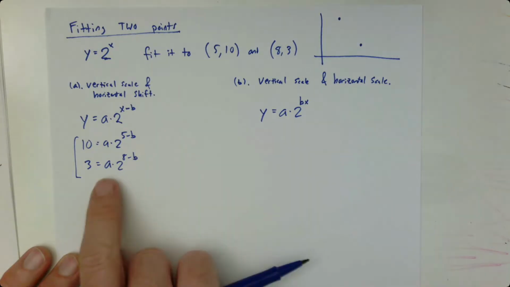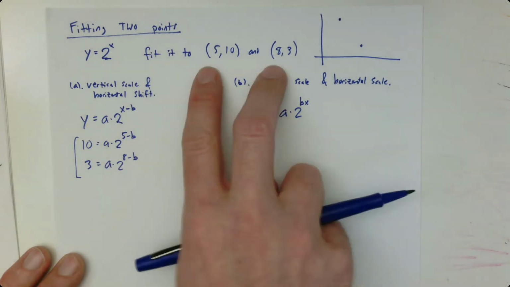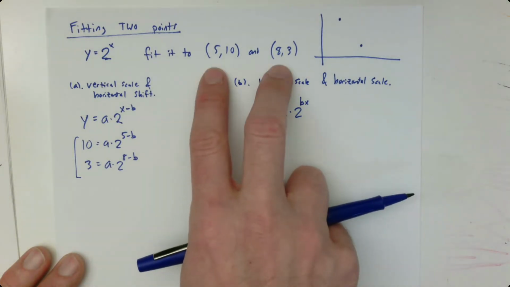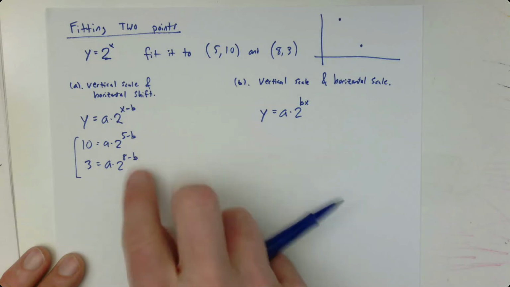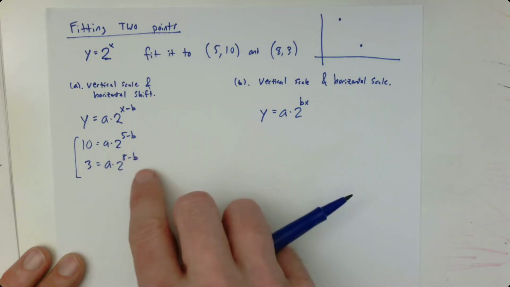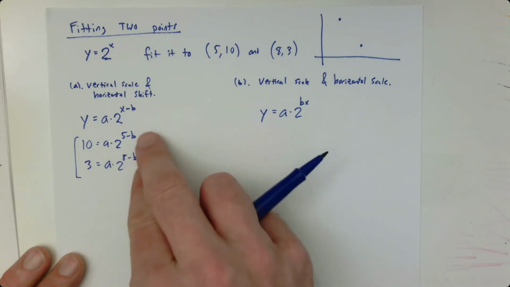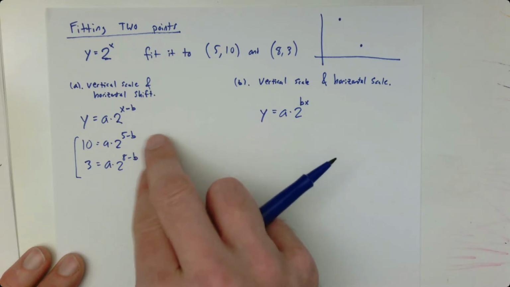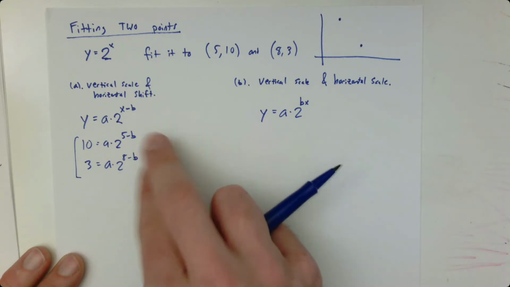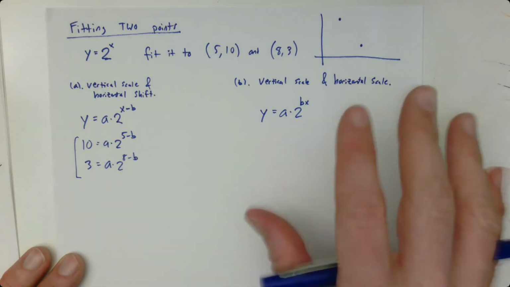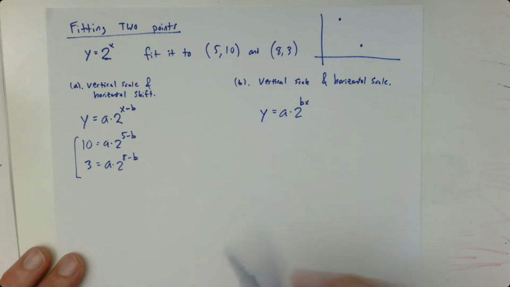So now we're saying with these two equations that we want it to be true that those coordinate pairs make the equations true for some values of a and b. And we want the same values of a and b to make both of these equations true at the same time. And so that's just another way of saying we're going to solve the system of equations.